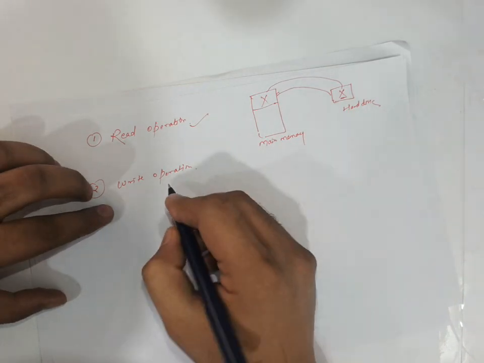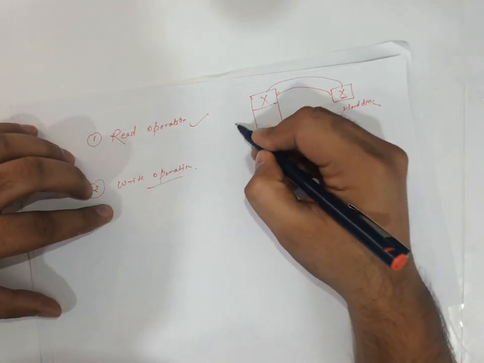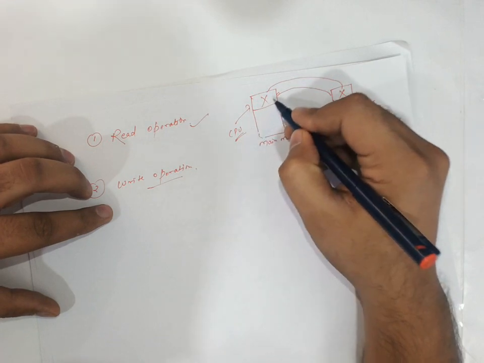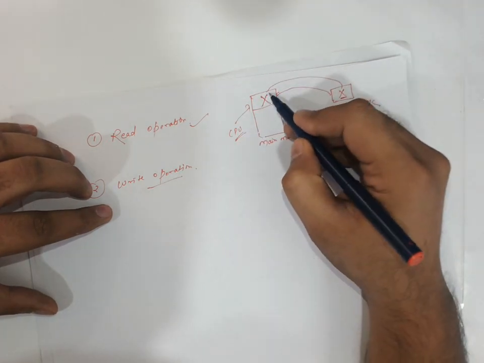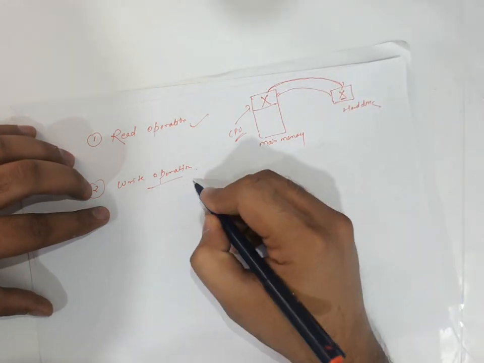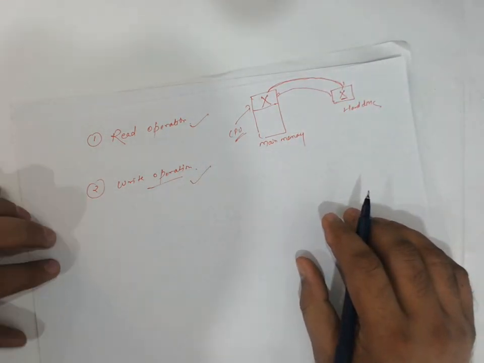And what is the write operation? If the CPU, the central processing unit, is changing the value of this X and saving these changes back to the hard disk, this is called the write operation. I hope I am clear in this, right?